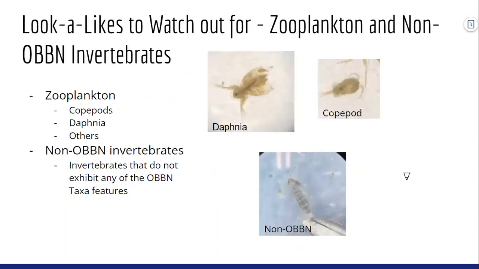You'll also have non-OBBN invertebrates or zooplankton or phytoplankton collected in your samples sometimes. So make sure you're not counting individuals that are zooplankton, such as copepod or daphnia, or other types of zooplankton, as well as non-OBBN invertebrates. So these are bugs or invertebrates that are present in the water, but they don't exhibit any of those OBBN taxonomic grouping features. So if you can't match them to any of the 27 groupings, chances are it's a non-OBBN invertebrate.